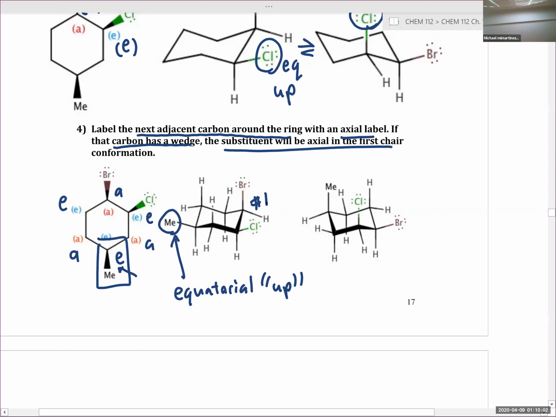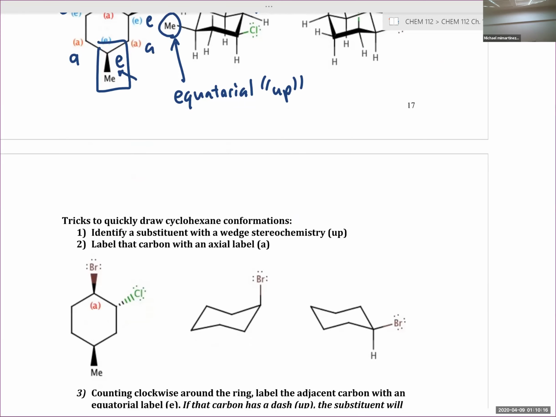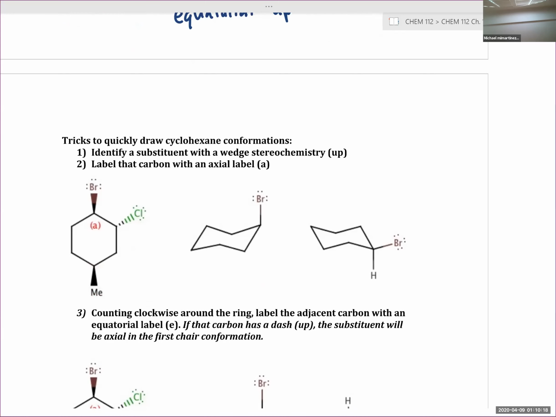Is everyone clear on the logic so far if we just have wedges? Any questions so far? Let's check our time. Still have plenty of time. Okay, so let's keep going now. And what happens if we have some dashes?